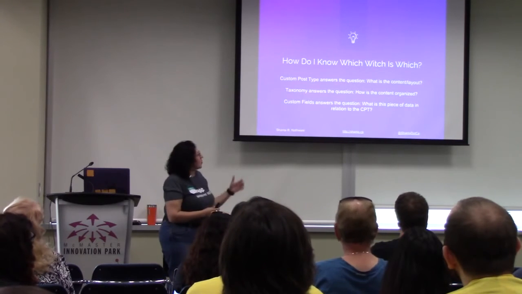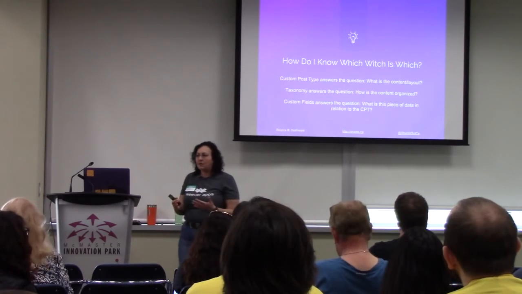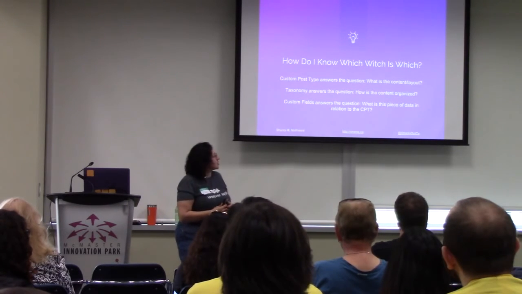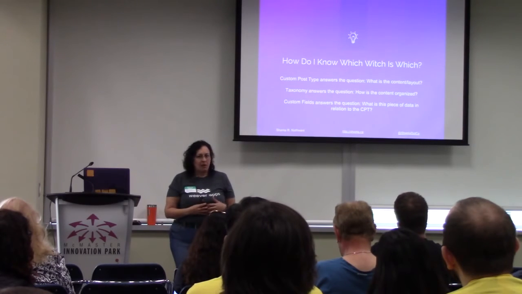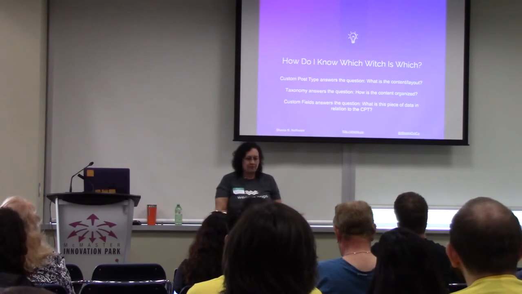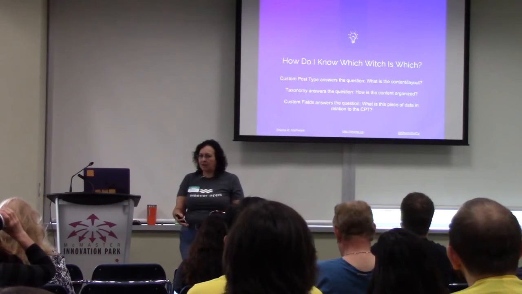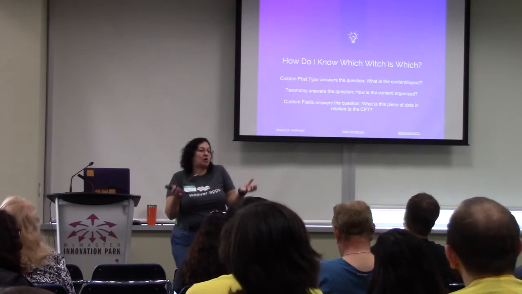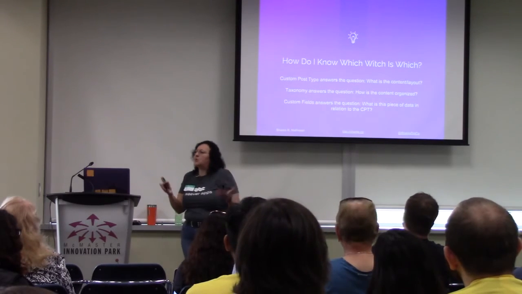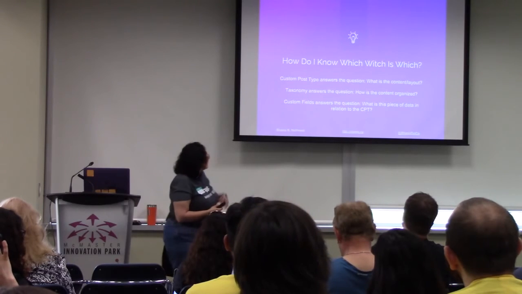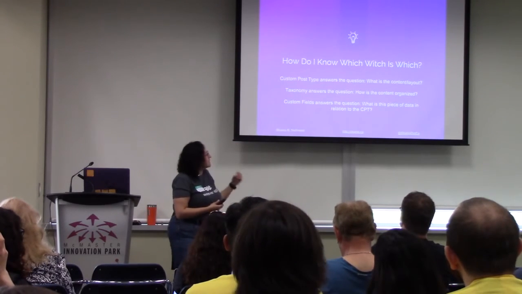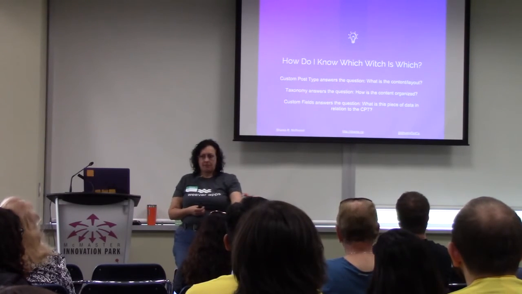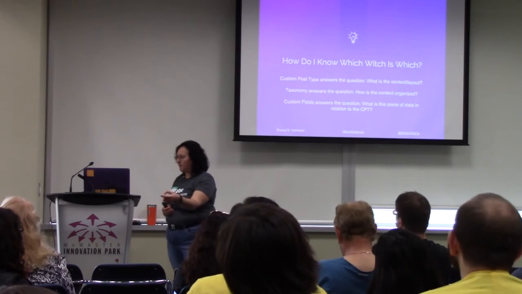Custom post type answers the question, what is the content? What is this piece of content, or what is the layout of this content? Taxonomy answers the question, how is this organized? Right? In the case of the wines, is this a red wine? Is this a white wine? Is this a rosé? Is it something else? Who knows, right? Is it sparkling? Is it champagne? You decide, okay? Custom fields answer the question, what is this piece of data in relation to the custom post type? Okay, does that make sense?